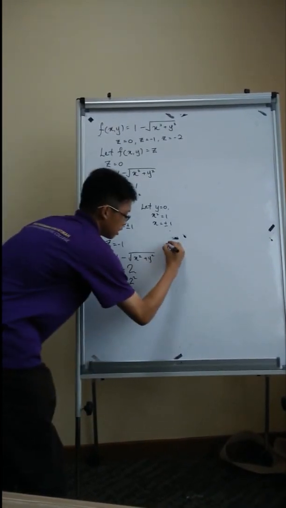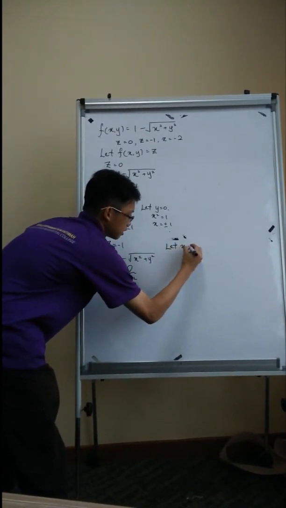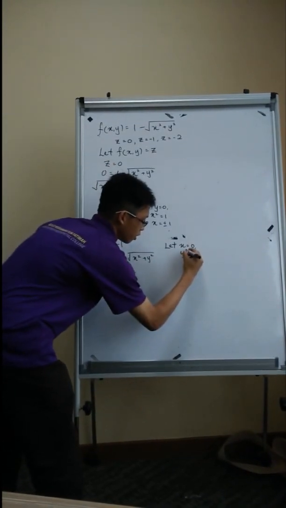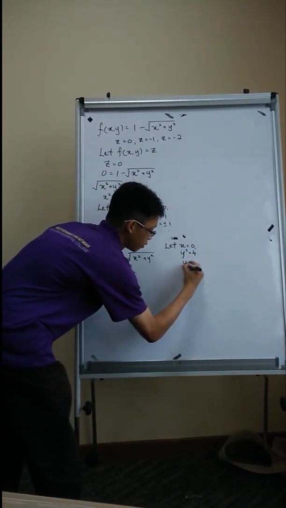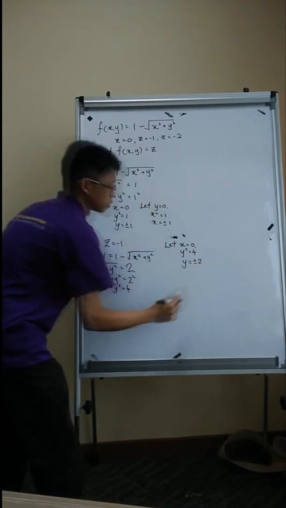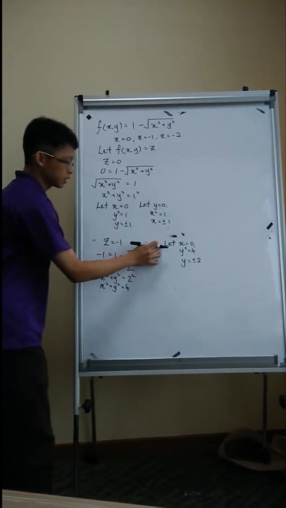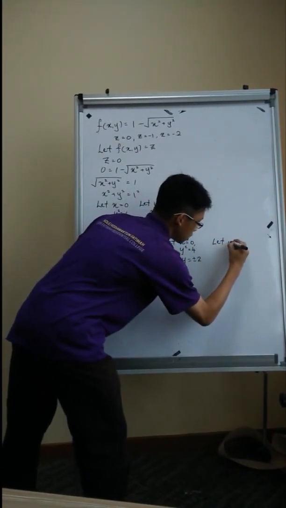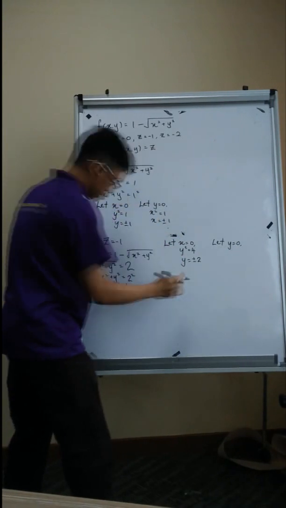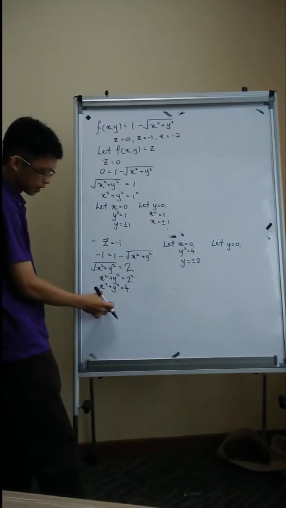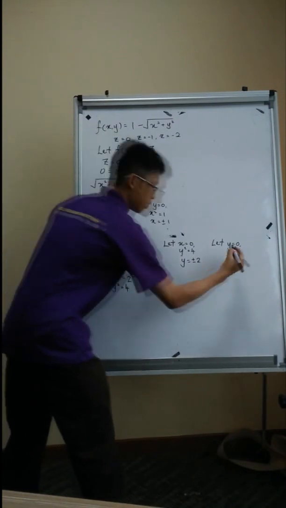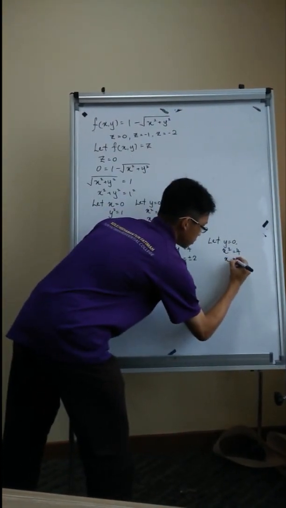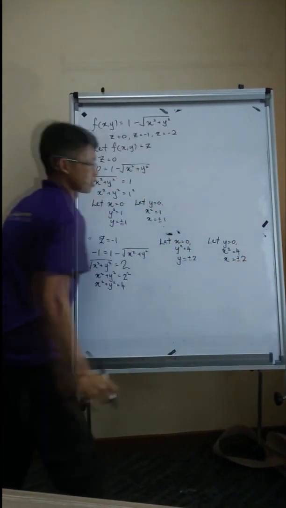Same thing, let x equal to 0, y squared will be equal to 4. So y will be equal to plus or minus 2. So after we let x equal to 0, same thing, let y equal to 0. So y equal to 0, we left with x squared equal to 4. So x will be equal to plus minus 2.